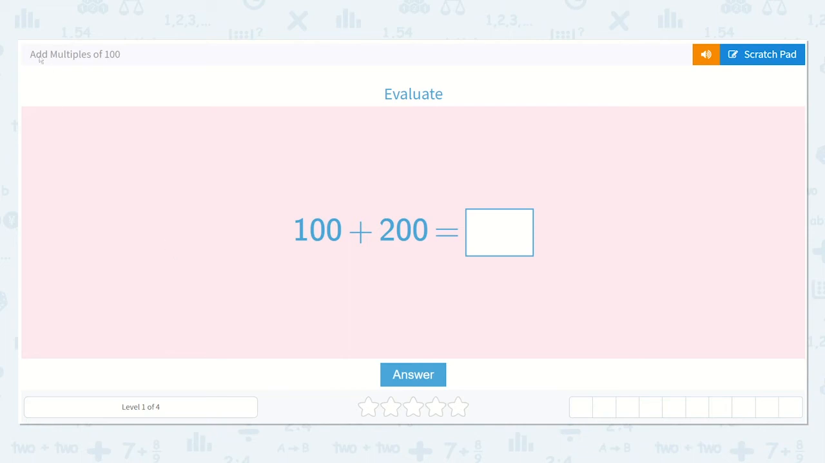Let's take a look at the lesson, Add Multiples of 100. It says evaluate. 100 plus 200 is equal to a number.